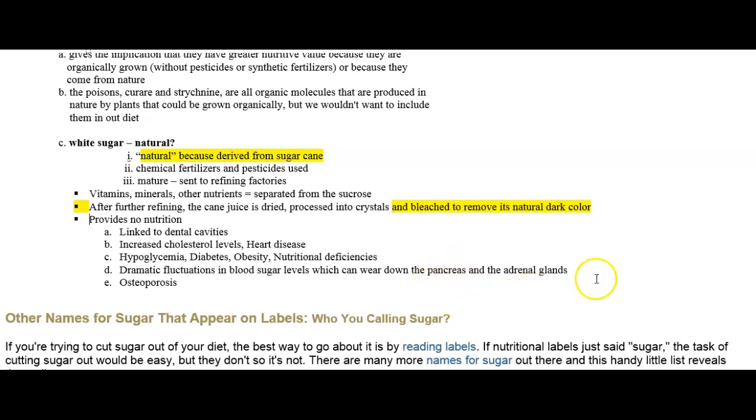It provides no nutrition. It can actually lead to bad things like dental cavities, increased cholesterol levels, heart disease, hypoglycemia, diabetes, obesity, osteoporosis.